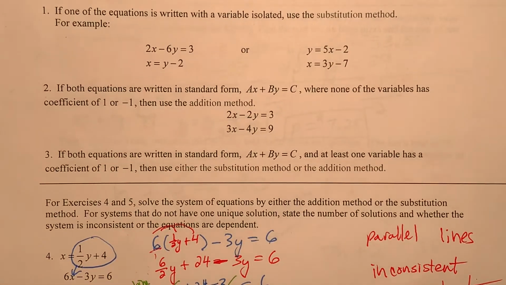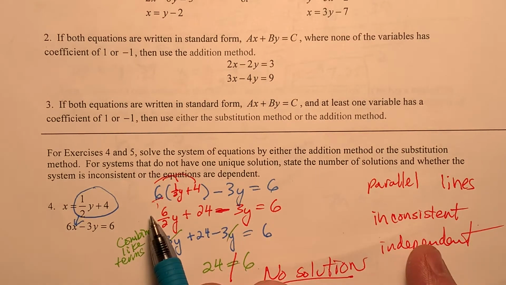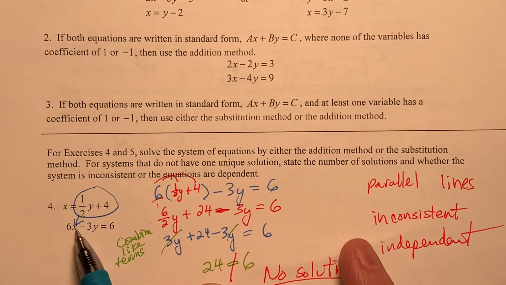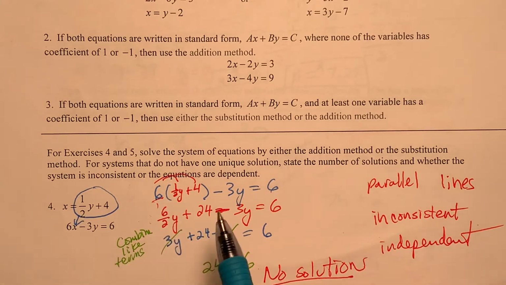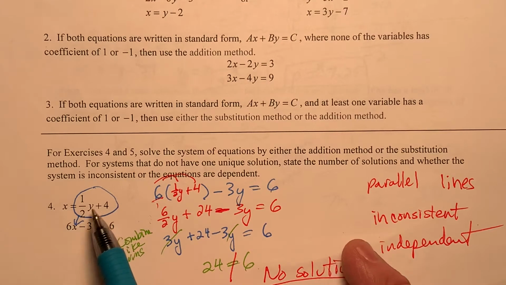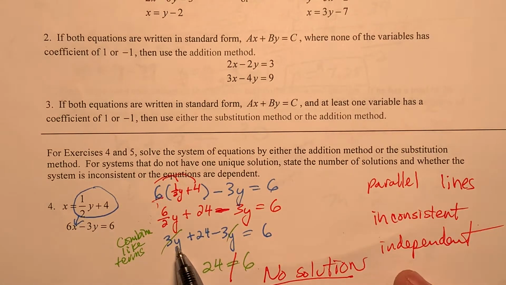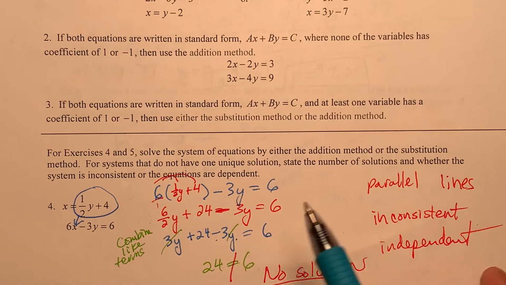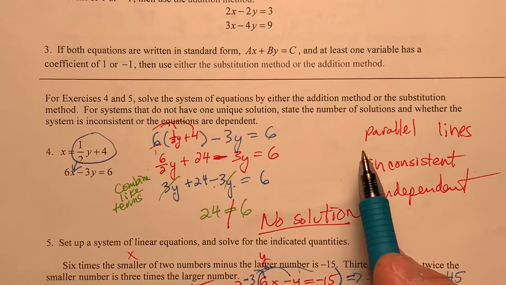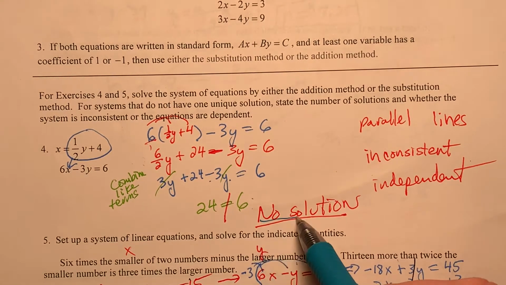All right. Down here, what happens? I put that in for that equation. So I replaced X with 1/2 Y plus 4. I do the substitution method. Multiplied it by 6, got 3y plus 24 minus 3y. Uh-oh, so something crazy. We get 24 equals 6. It does not equal 6, so that's no solution.